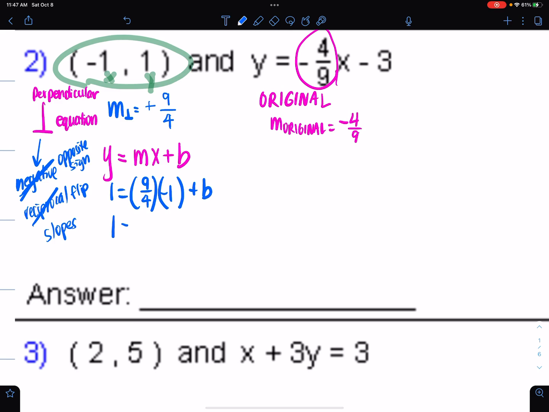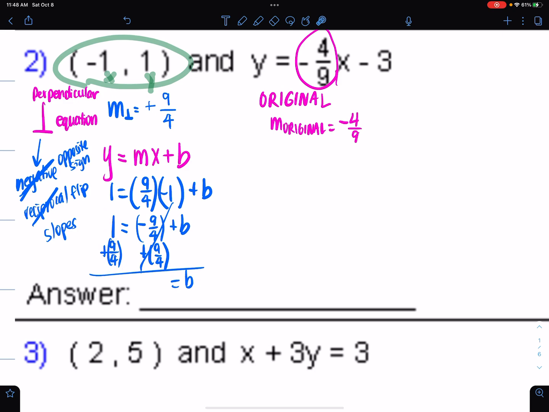So here we have 1 equals... you can feel free to put this in the calculator exactly as you see it, or anything times 1 is itself, and since we are multiplying by -1, this is -9/4. You want to solve for b, so the opposite of a minus is plus 9/4. What you do on the right, you do to the left.